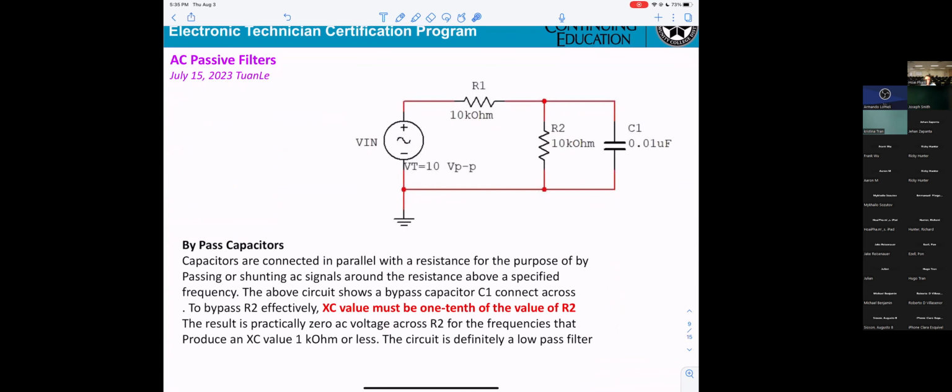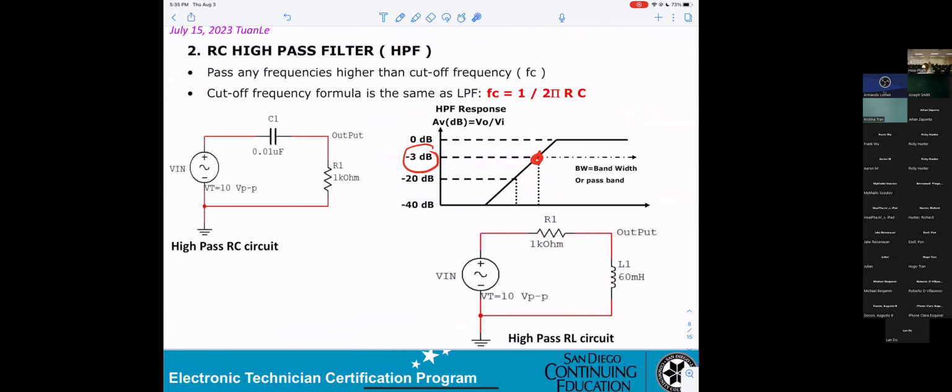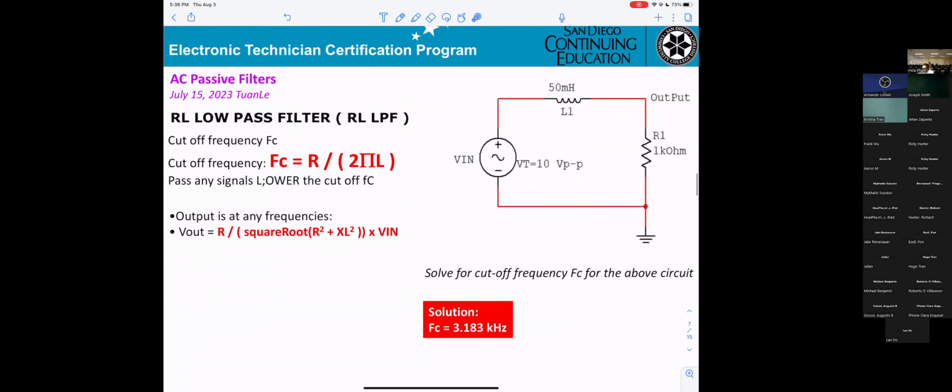Hey, Mr. Pham, can you go back to where you just left? For those two circuits, say the first one where it says RC, when you've got the capacitor on top and the resistor on the side, that's high pass. But if the resistor's on the top and the capacitor's on the side, then it's low pass. And that's the RL low pass filter, right?